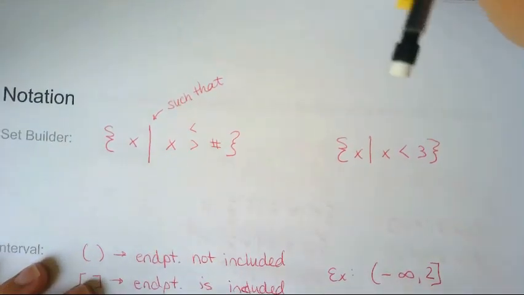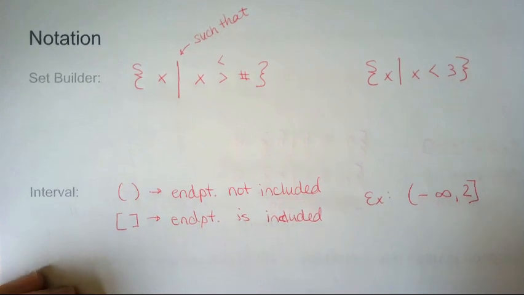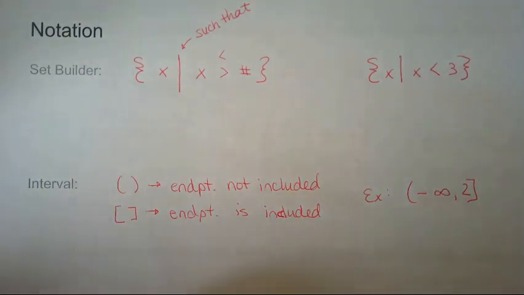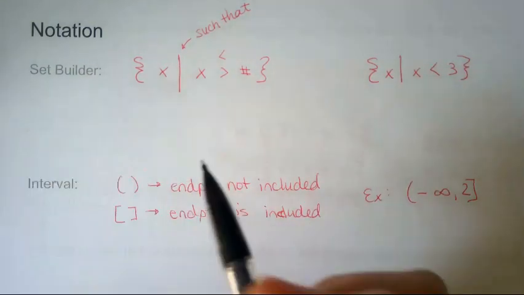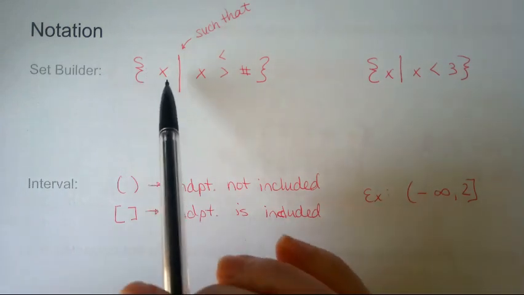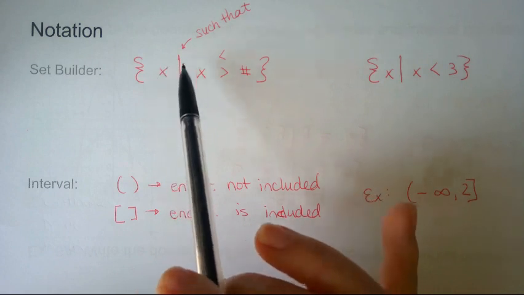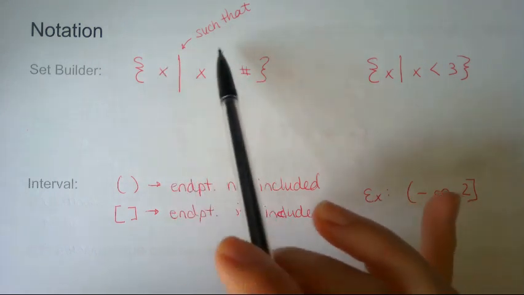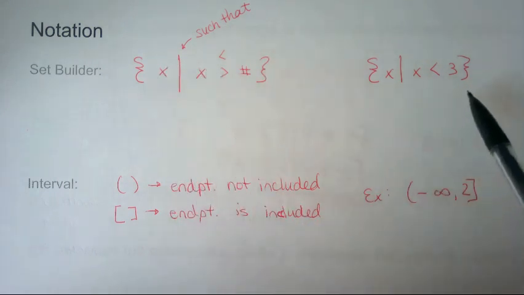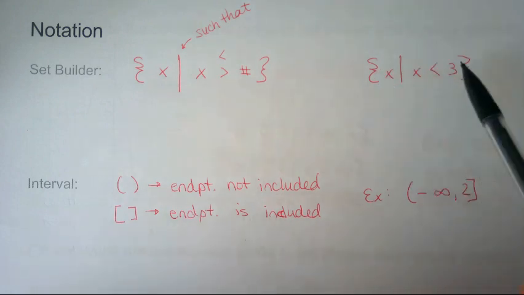All right, the other big portion of this lesson is set builder and interval notation. So set builder, how you're going to write it is you're going to put an x, then you're going to draw a line, which when we read it says x such that, and then you're going to write some kind of inequality over here. So here's an example, x such that x is less than 3. That would be set builder.